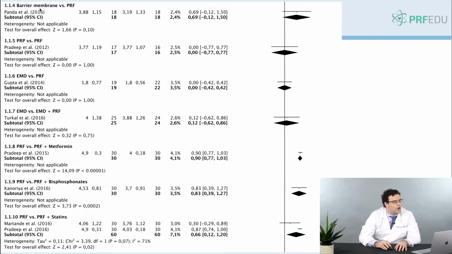When we compare a barrier membrane to PRF, there's some advantage to PRF here, but it's not significant. No difference here between PRP and PRF in one study. No difference between Emdogain and PRF in one study. When you add PRF to Emdogain, there was no improvement. When you added metformin to PRF, there was a significant advantage. When you added bisphosphonates to PRF, there was a significant advantage. When you added statins to PRF, there was also a significant advantage.